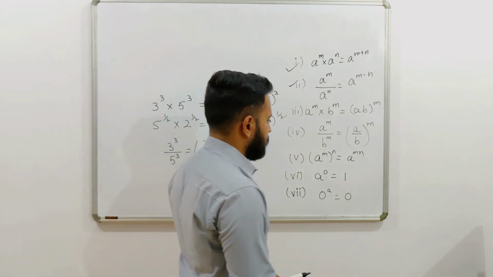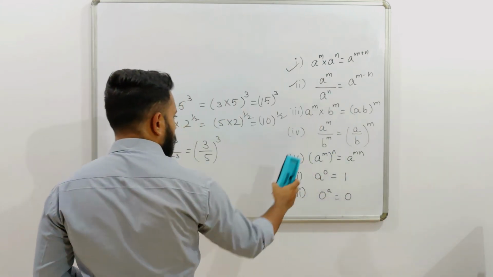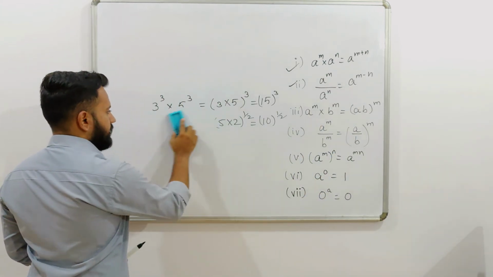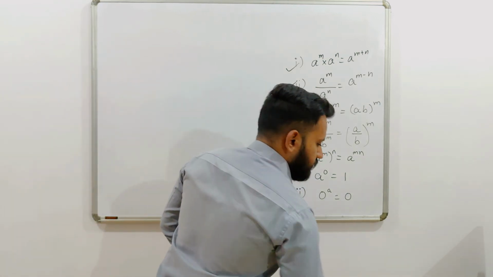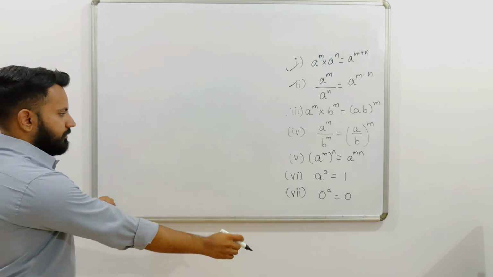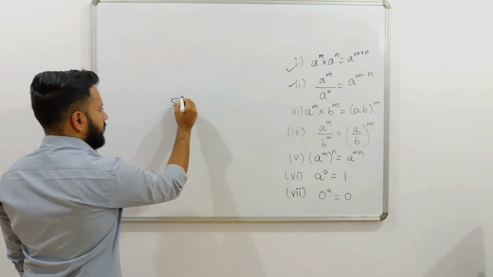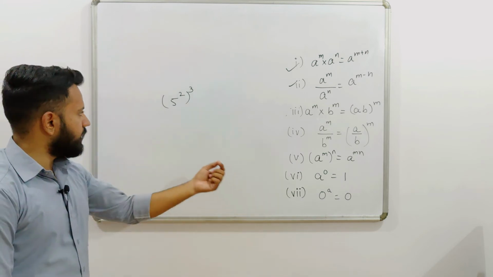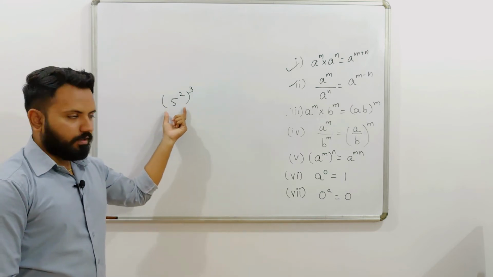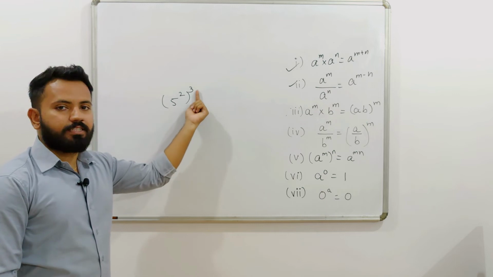Next is the fifth law of exponent, that is a raised to m whole raised to n. Let us take an example and understand. So let us say we have an exponent 5⁻² whole raised to 3. Now as you can see over here, we have an exponent which also has a power.